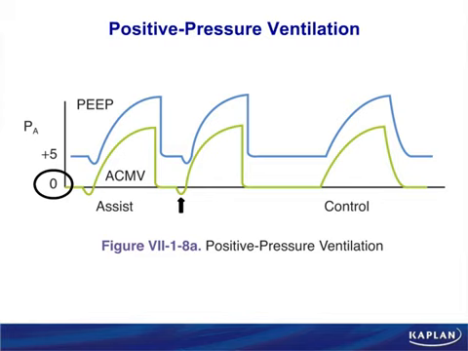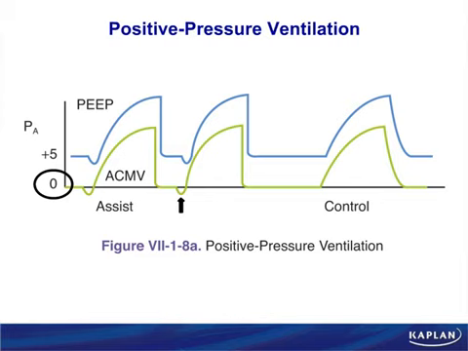That's going to tend to compress the great veins in the chest, reducing venous return to the right heart. So we have reduced venous return to the right heart. We have increased pulmonary vascular resistance. So PEEP is going to decrease cardiac output. Put a patient on PEEP, you're going to decrease cardiac output.